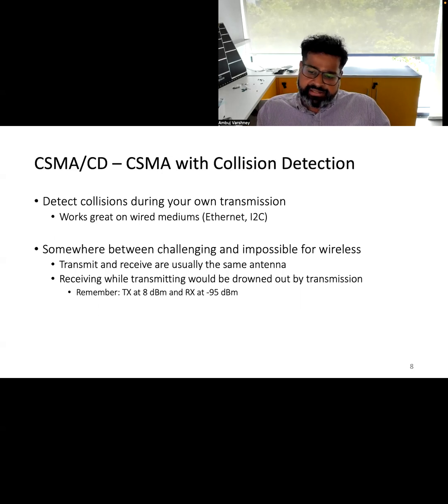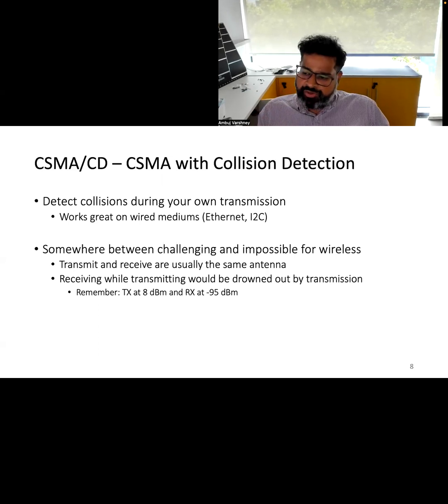The second is that during transmission, the strength of the transmitted signal is much higher than the incoming signal that is arriving at the antenna. This disparity can drown out the received signal, and it makes it almost impossible for us to detect collisions while we are actively transmitting. This makes it very difficult to implement a mechanism such as CSMA/CD at the transmitter, and due to these challenges, CSMA/CD is not a very practical solution for wireless communication systems.